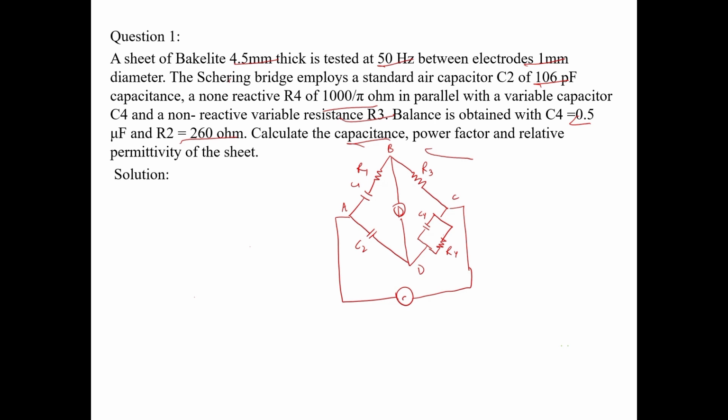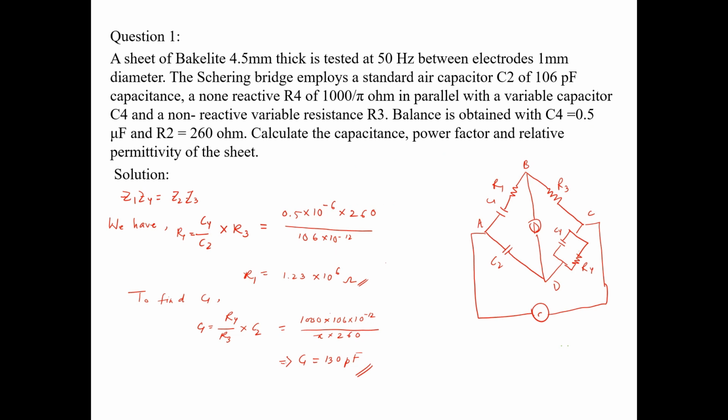So this is the circuit diagram for this question. So here is the solution. We have a balance equation: Z1 Z4 is equal to Z2 Z3. Solving this balance equation, we get R1 equals C4 divided by C2 times R3. By putting these values in this formula, we get R1 equals 1.23 times 10 raised to the power 6 ohm.